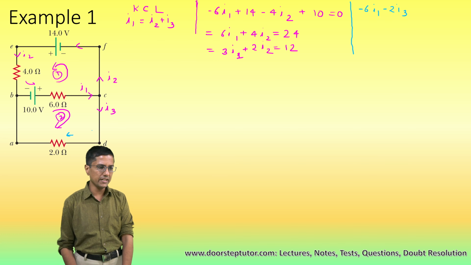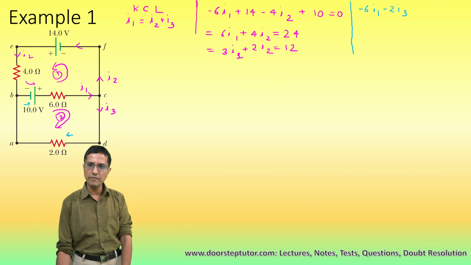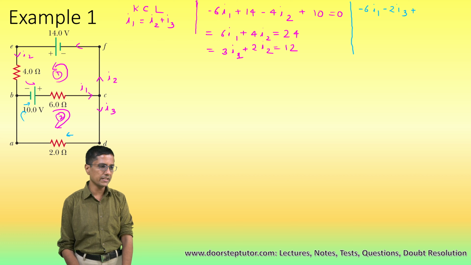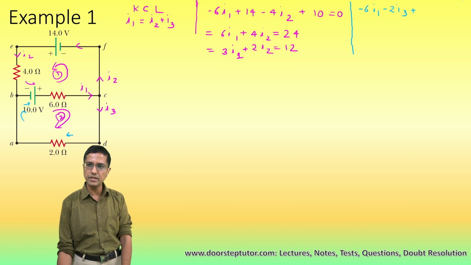Again we are going in the direction of current, so this becomes negative, and then we come here, which is a voltage gain. We are going like this, right? So this becomes plus 10, and this is equal to 0.